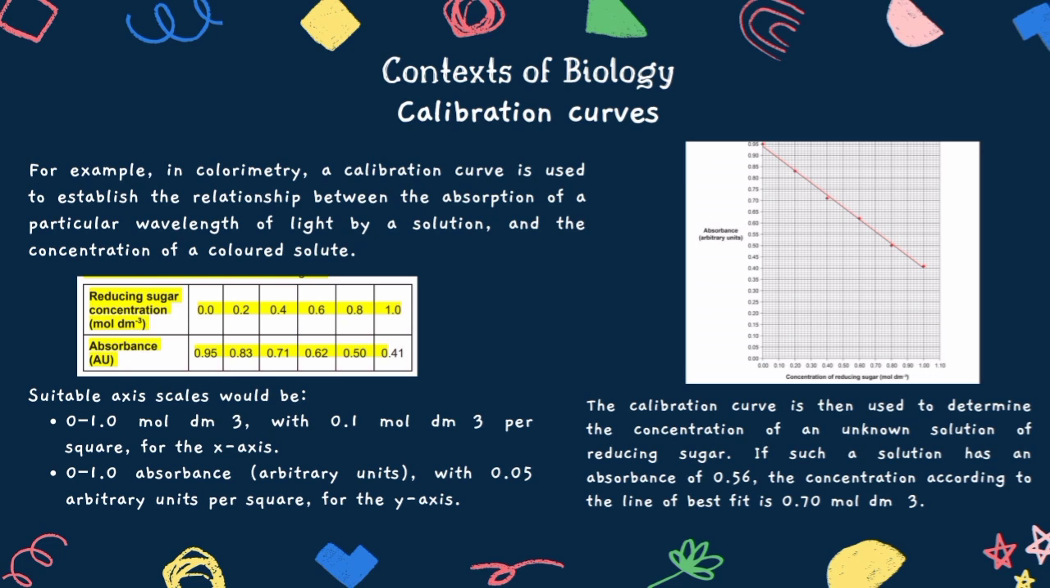If such a solution has an absorbance of 0.56, the concentration according to the line of best fit is 0.70 mole per decimeter cubed.